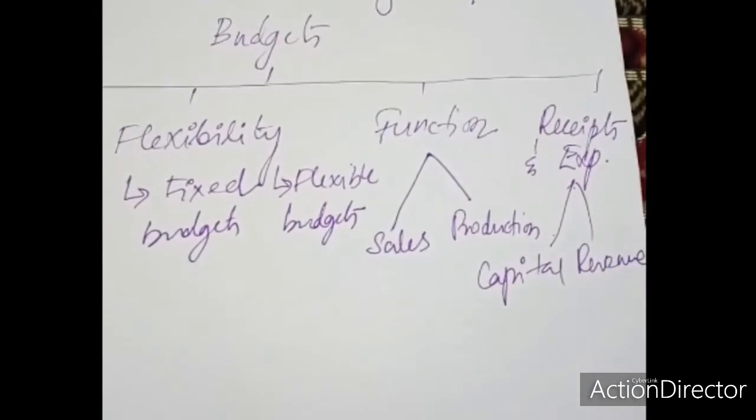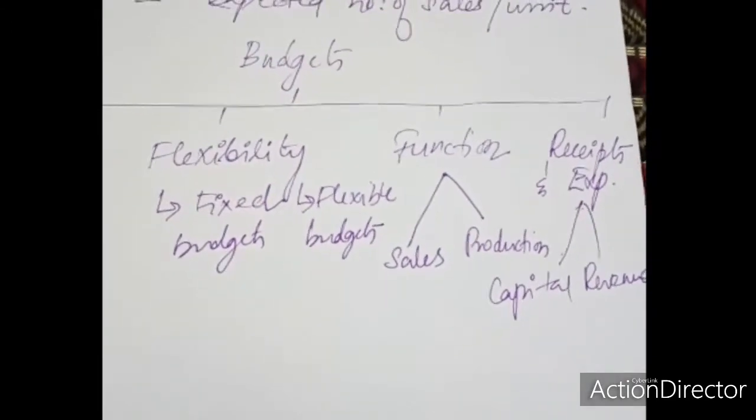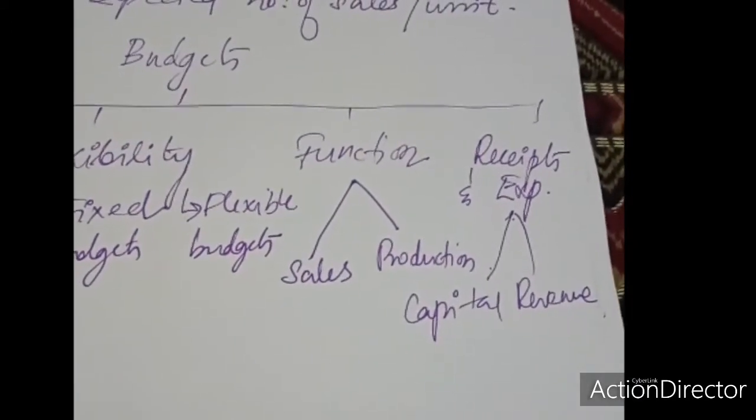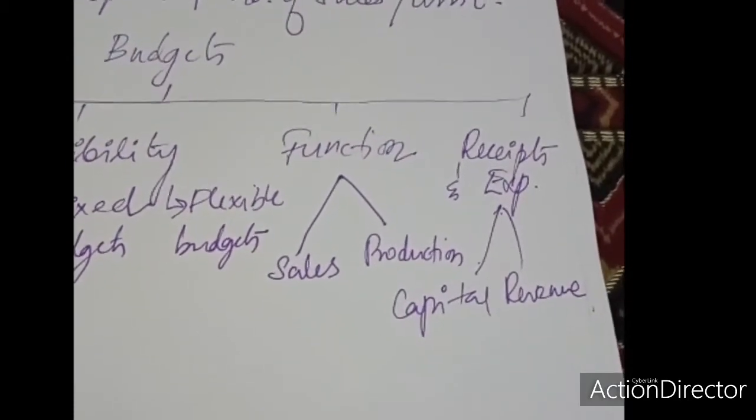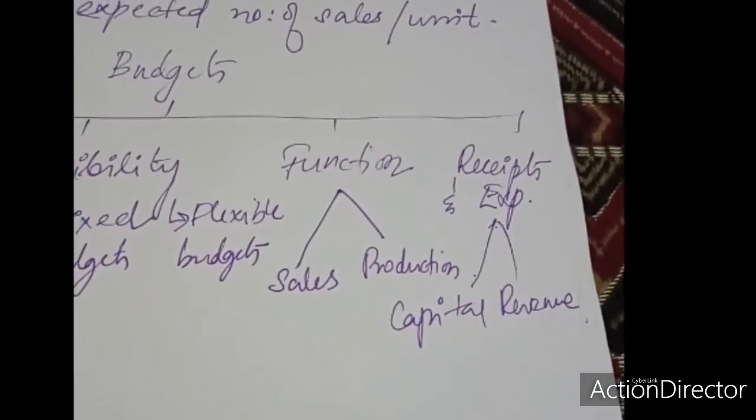On the basis of function, it is divided into sales and production. So sales budgets are used to determine the quantity of anticipated sales and expected sales price per unit.